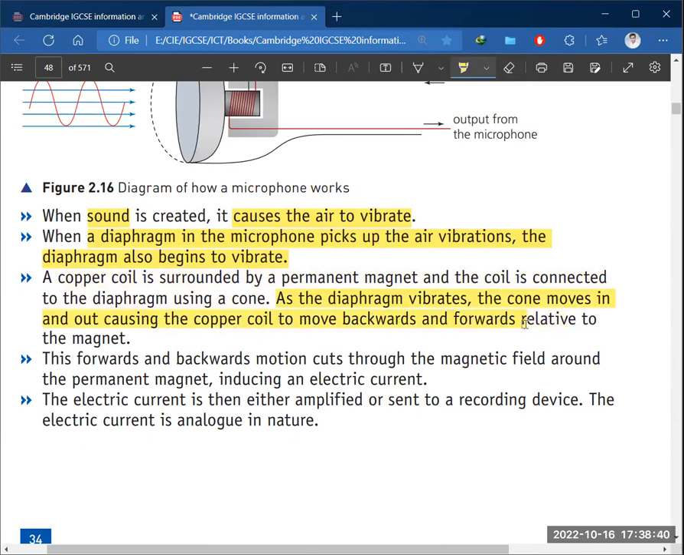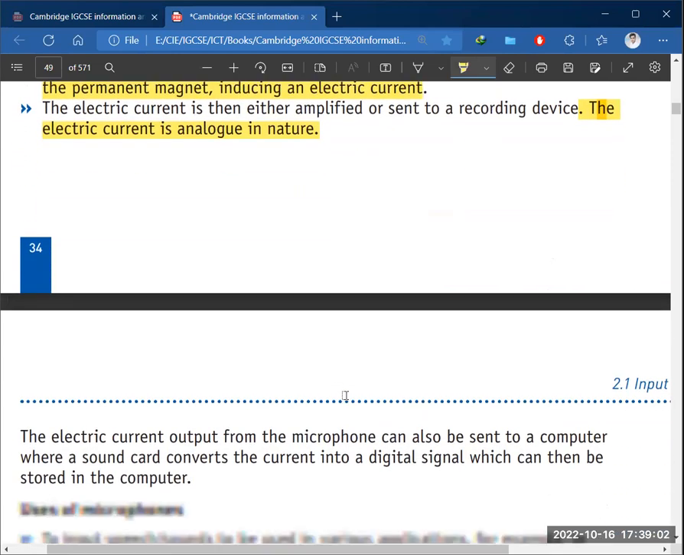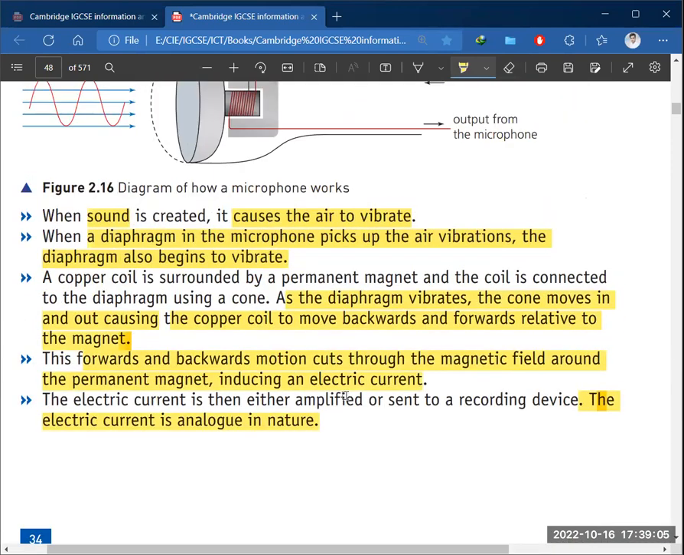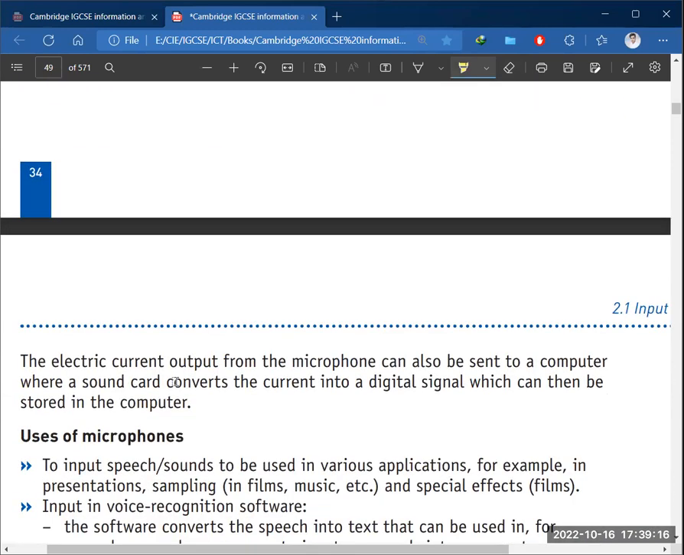As the diaphragm vibrates, the cone moves in and out, causing the copper coil to move backwards and forwards relative to the magnet. Forward and backwards motion cuts through the magnetic field around the permanent magnet, inducing an electric current. The electric current is analog in nature. Okay, analog. Then something is missing here. I haven't told you. Okay, look here.